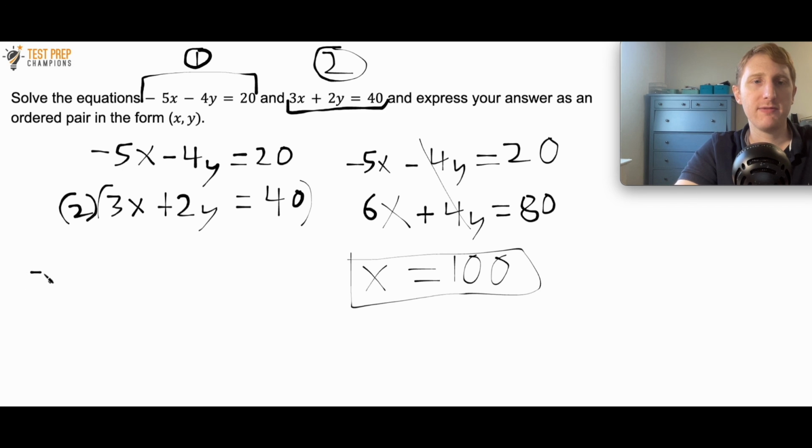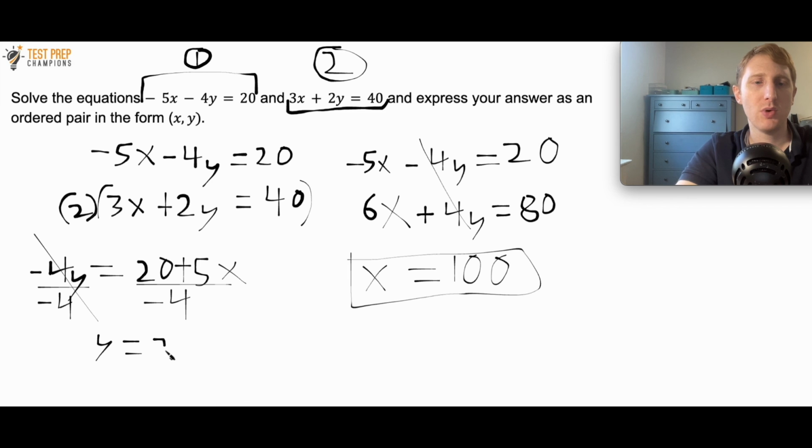Well, if I've got negative 5x minus 4y equals 20, the first move I want to make is to add 5x to both sides. So I'll get negative 4y equals 20 plus 5x. Okay, so now what I can do is divide both sides by negative 4. So if I divide both sides by negative 4, I'm going to get y equals (20 plus 5x) over negative 4.